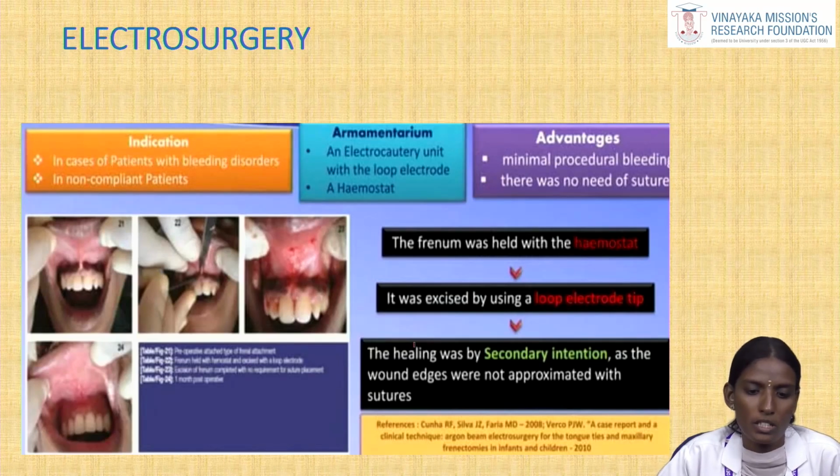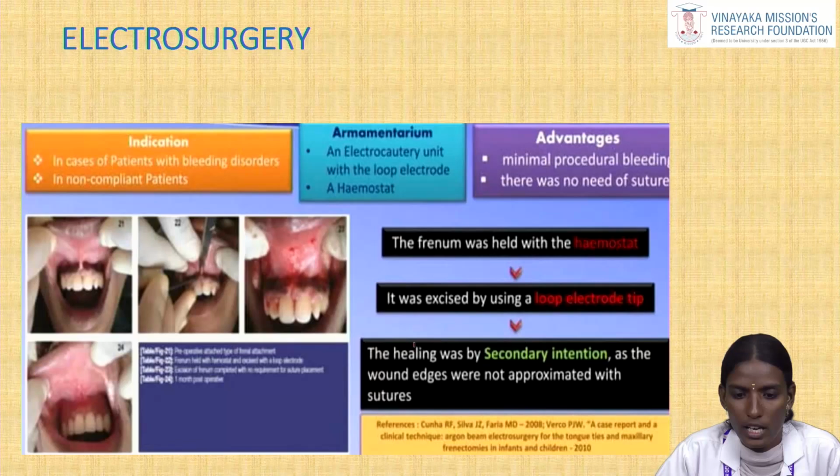Next, electrosurgery. Electrosurgery is minimally invasive. It is mostly recommended in patients with bleeding disorders and in non-complicated patients. Armamentarium required are an electrocautery unit with loop electrodes and hemostatic agents. Advantages compared to the scalpel are minimal procedural bleeding, and there is no need for suturing.